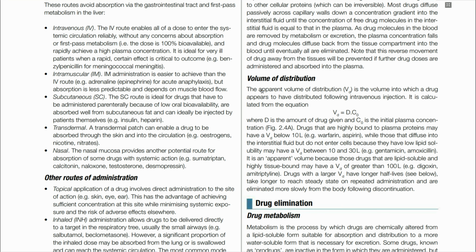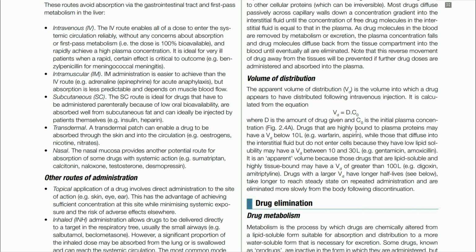Volume of distribution. The apparent volume of distribution (VD) is the volume into which a drug appears to have distributed following intravenous injection. It is calculated from the equation VD = D/C0, where D is the amount of drug given and C0 is the initial plasma concentration, figure 2.4a.